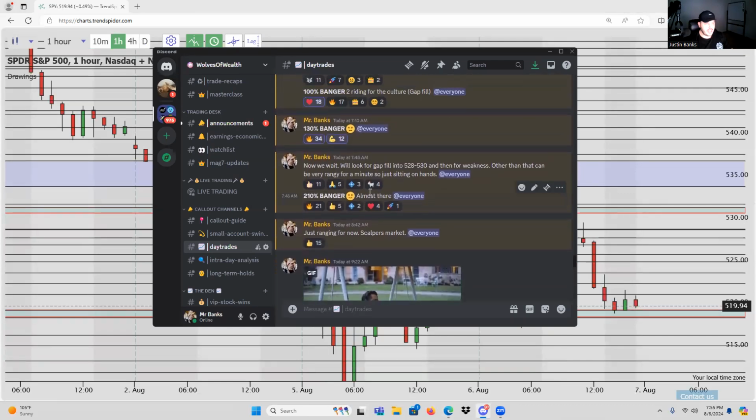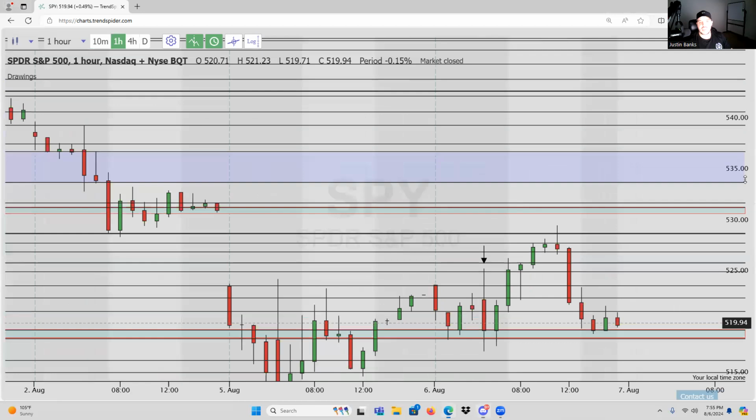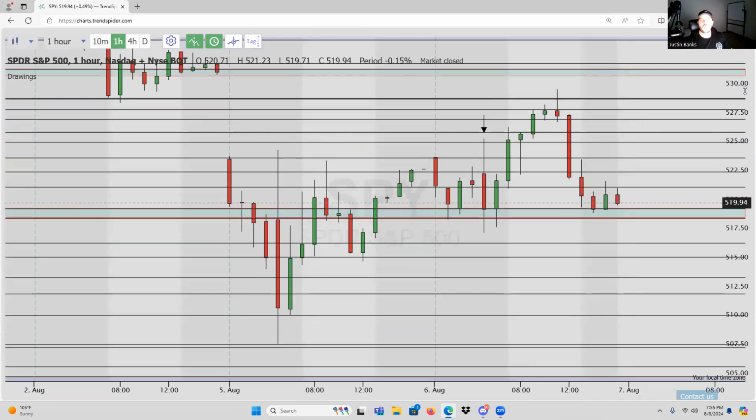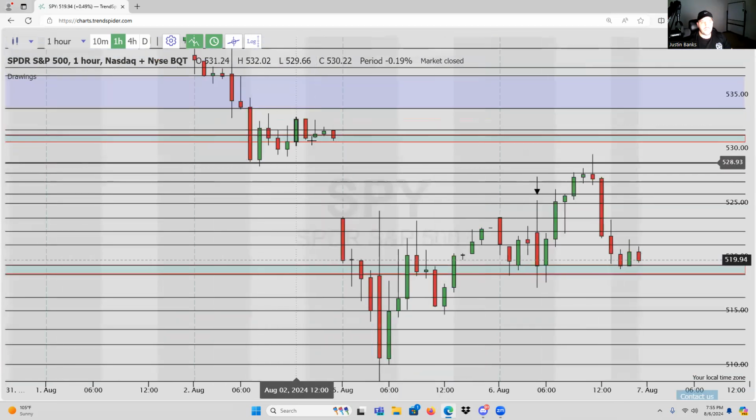And then we take a look here. Now we wait. We'll look for a gap fill into 528 to 530, then for weakness, right? So if you miss the call side, right, there's going to be multiple opportunities. We're now looking into 528 to 530 for some weakness to get short. And what do we have today? Nice big short opportunity. So why do we take shorts? Second part of this video. We're seeing a big bounce into a gap fill, big supply here. We had a big gap down.